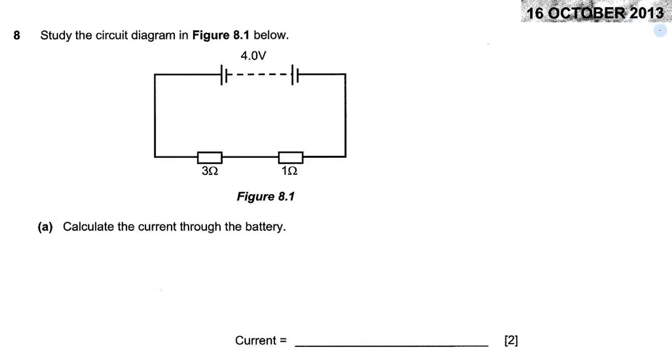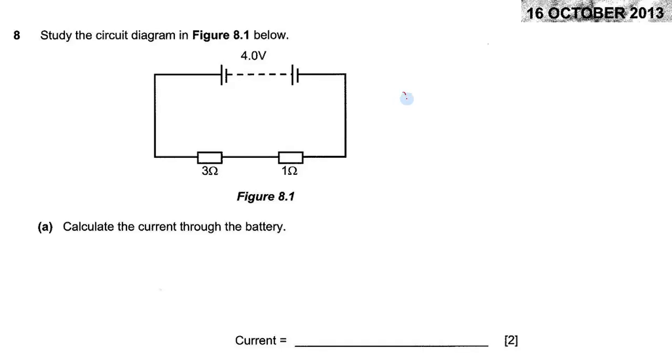We continue. This one came in 2013 on the 16th of October. So the question reads, study the circuit diagram in figure 8.1 below. This is the circuit diagram. We have a battery which is 4.0 volts. Then we have two resistors. This is 3 ohm. This is 1 ohm. Then they're saying calculate the current through the battery. So the current through the battery is the current in the circuit, in other words.